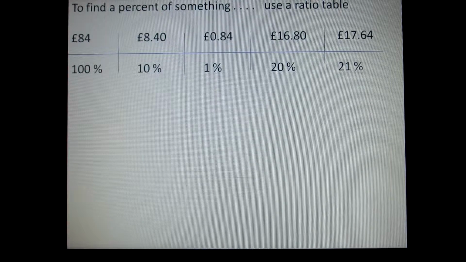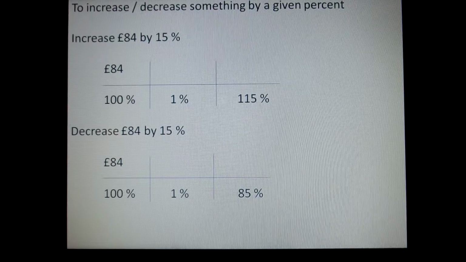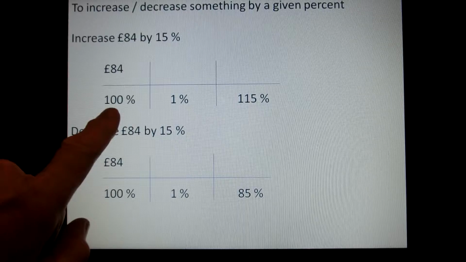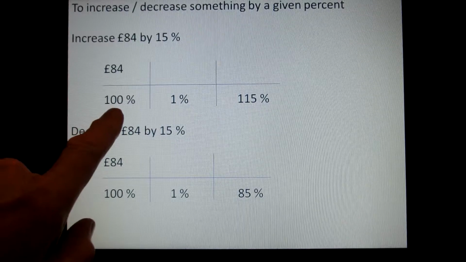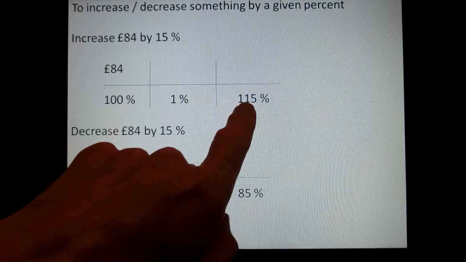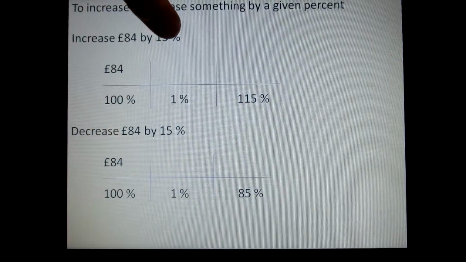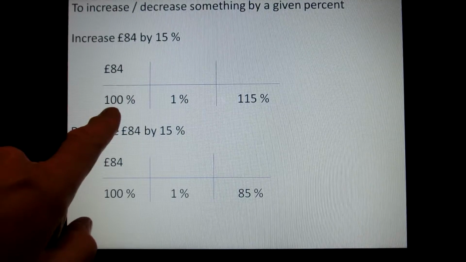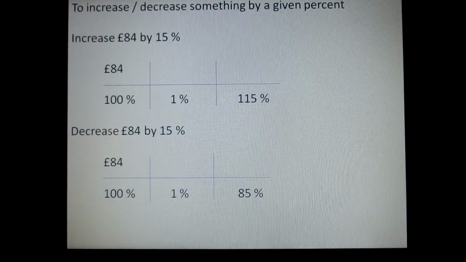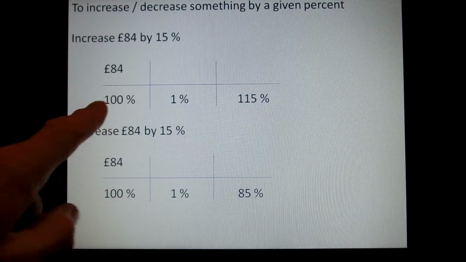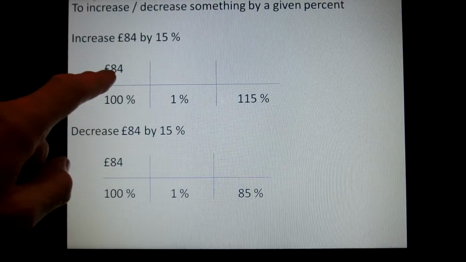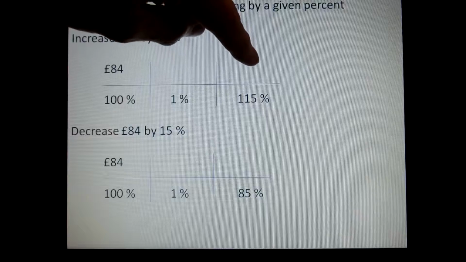To increase or decrease something by a given percent, if I want to increase £84 by 15%, what I could probably do is divide by 100 and then multiply by 115, because the amount has been increased by 15%. So there's the original full price. This isn't the only way to do it. You could figure out 15% and then add it. This is just an alternative way of doing it. You could divide by 100 and then times by 115. So put that in a calculator, divide by 100 times by 115.